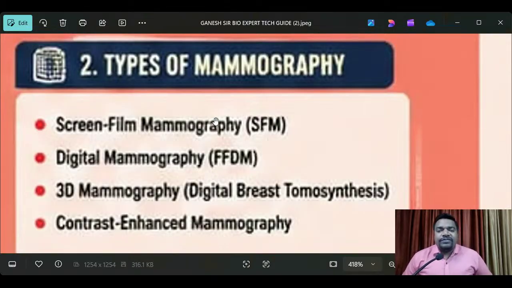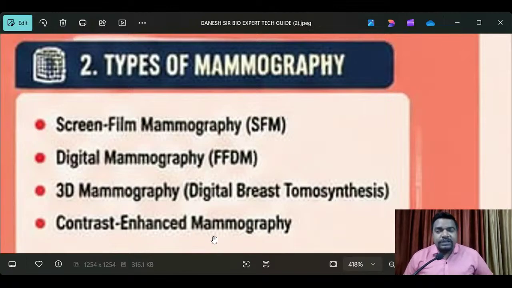Now, types of mammography. Listen carefully and try to get my points, my dear engineers and students and whoever are upcoming biomedical engineers. Types of mammography: screen film mammography (SFM), next digital mammography (FFDM), and 3D mammography, digital breast tomosynthesis, and contrast enhanced mammography. These are the types of mammography, right?